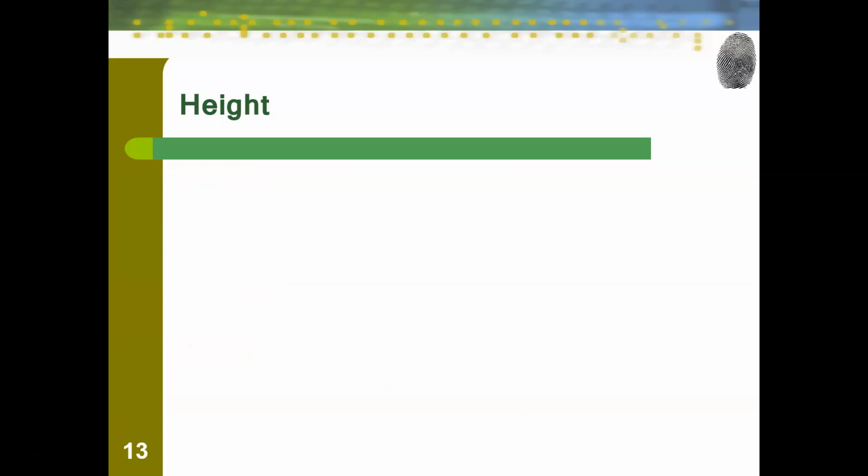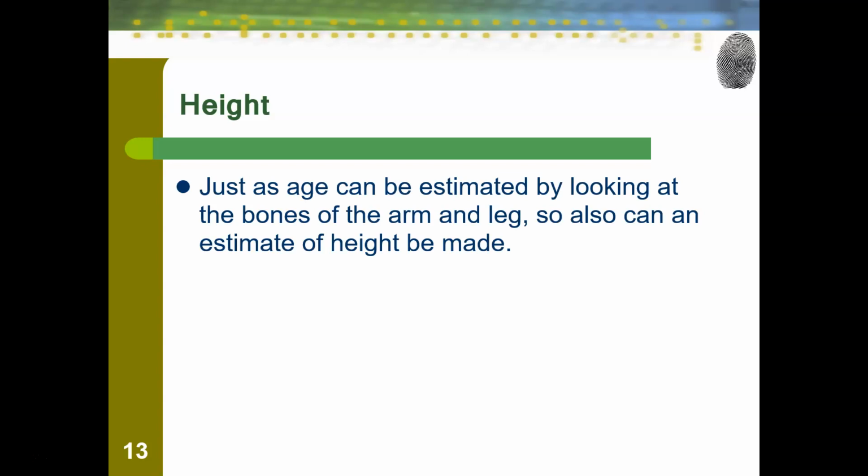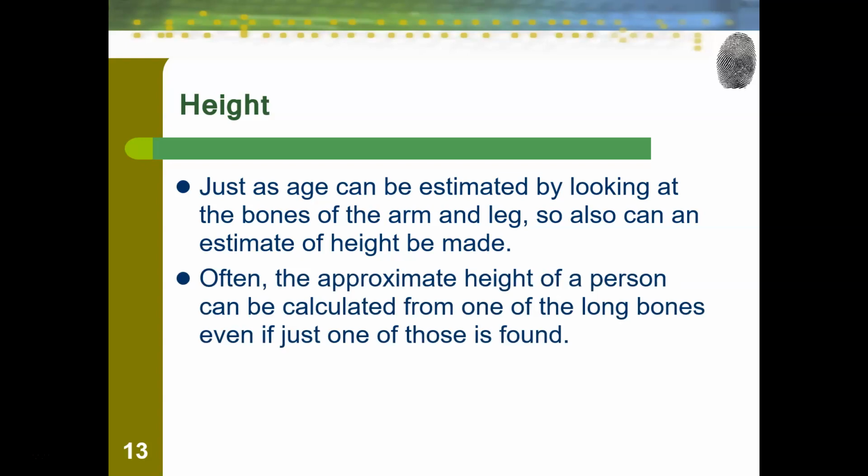Something else you can calculate from a skeleton is the height of that individual. So just as the age can be estimated by looking at the bones of the arm or leg, we can also estimate height. Often the approximate height of a person can be calculated from one of the long bones, even if just one is found. Our long bones are our humerus, the upper arm bone, and our femur, our upper leg bone. However, you can use the tibia, the fibula, the ulna, or the radius, the 2 bones in your lower leg and the 2 bones in your lower arm, respectively, in order to make these calculations as well, but the humerus or the femur are going to be best.